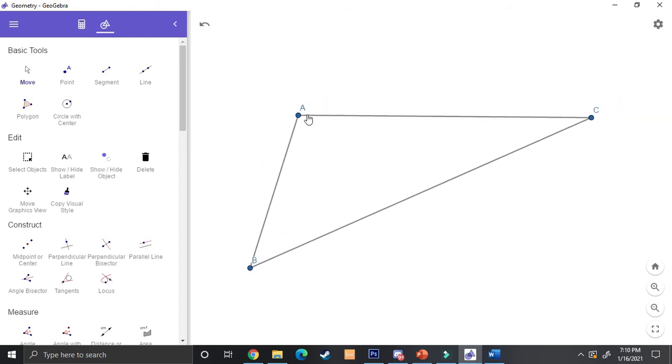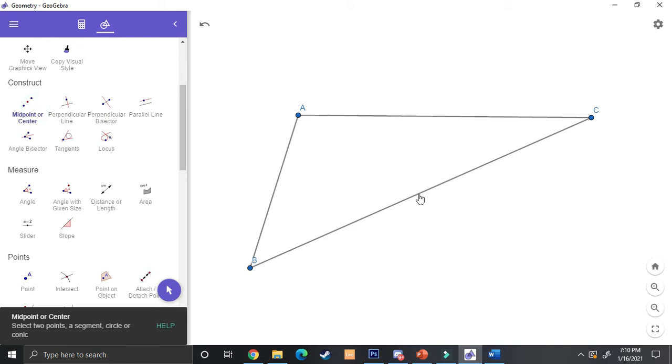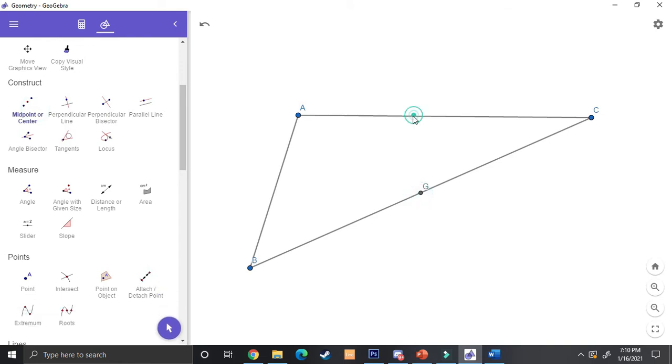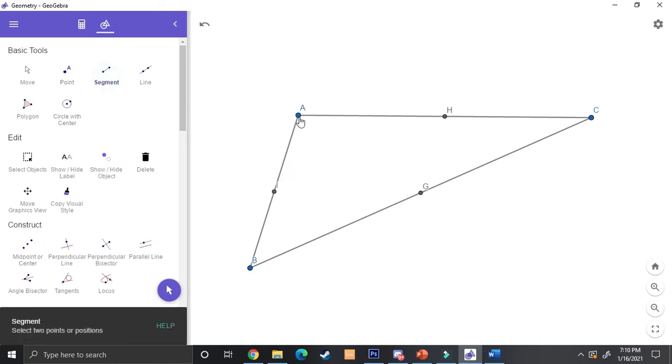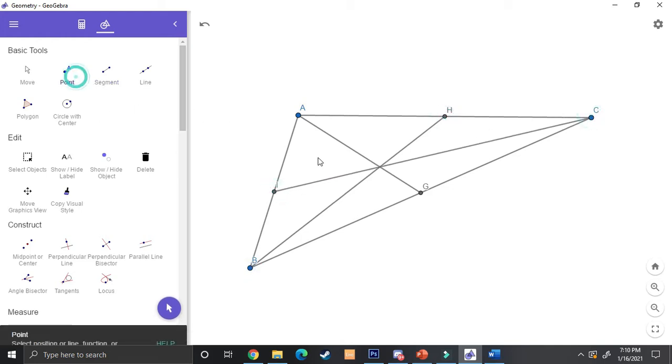Now, let's start with the median. First, let's get the midpoint of each side. Next, we connect them and they all intersect, let's say at point J. Now, the centroid divides each median into a 1:2 ratio.